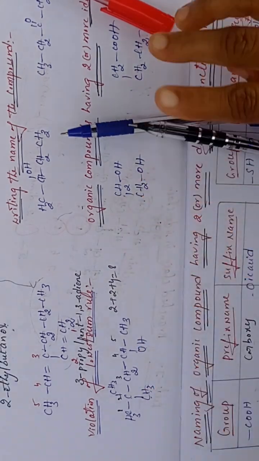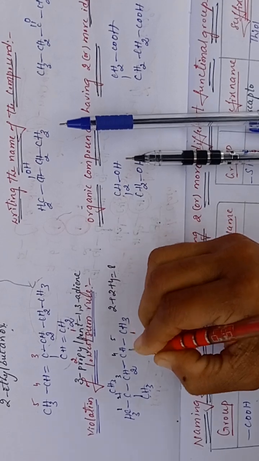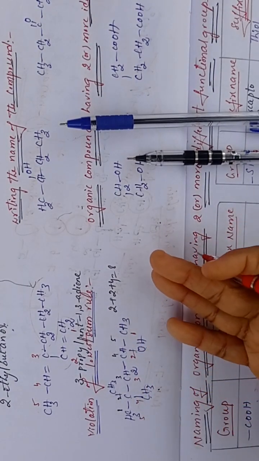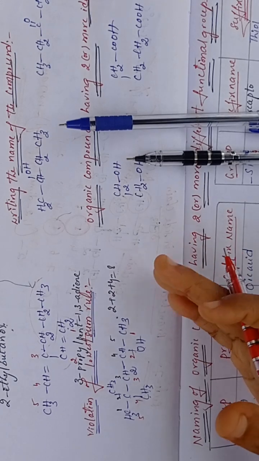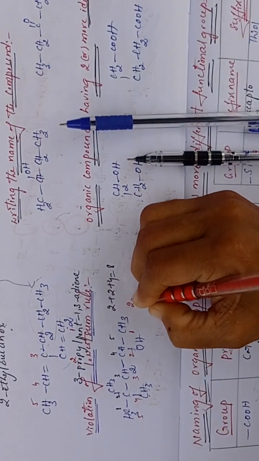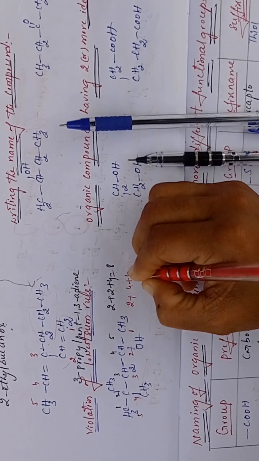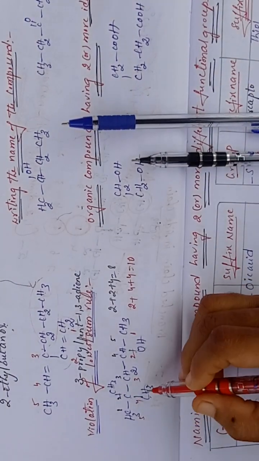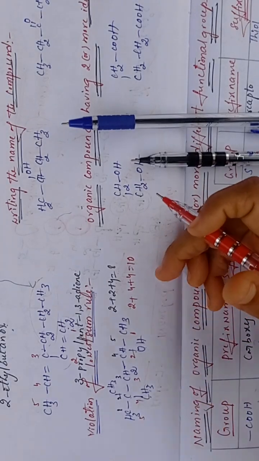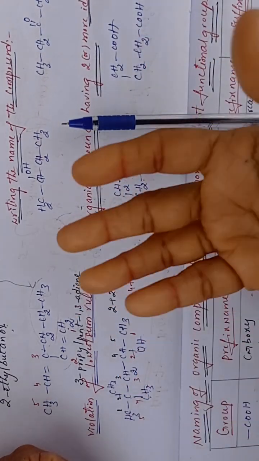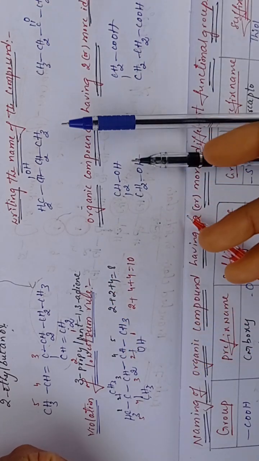Next, I am taking numbering from right to left. See here, 1, 2, 3, 4, 5 for the carbons. What is the sum of the locants here, students? 2 plus 4 plus 4, how much? 10. The fourth carbon has 2 methyl groups attached, so 4 plus 4, and with 2 it is equal to 10. When more than one substituent is there, we follow the lowest sum rule.